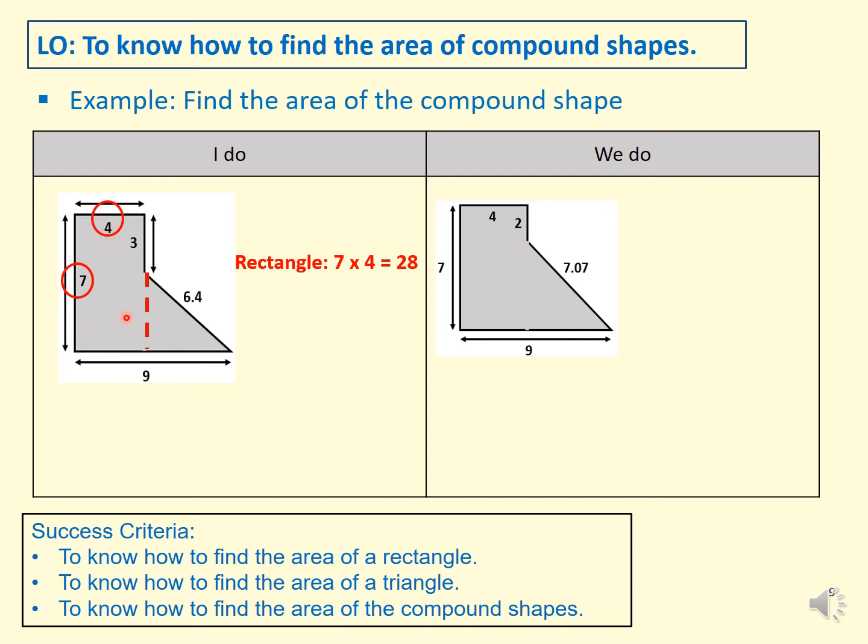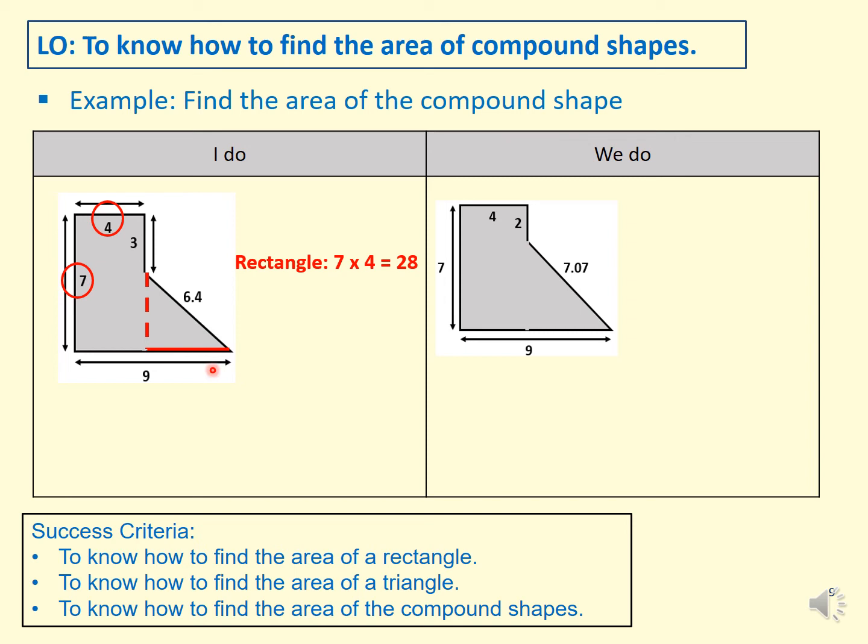Now I need to find the area of that triangle. If you remember, for finding the area of a triangle, you need to use those 2 perpendicular lengths. So which 2 are perpendicular? This one and this one. And perpendiculars are those lengths that make an angle of 90 degrees, which is this one in here. So now I need to know the length of this bit and this red bit.